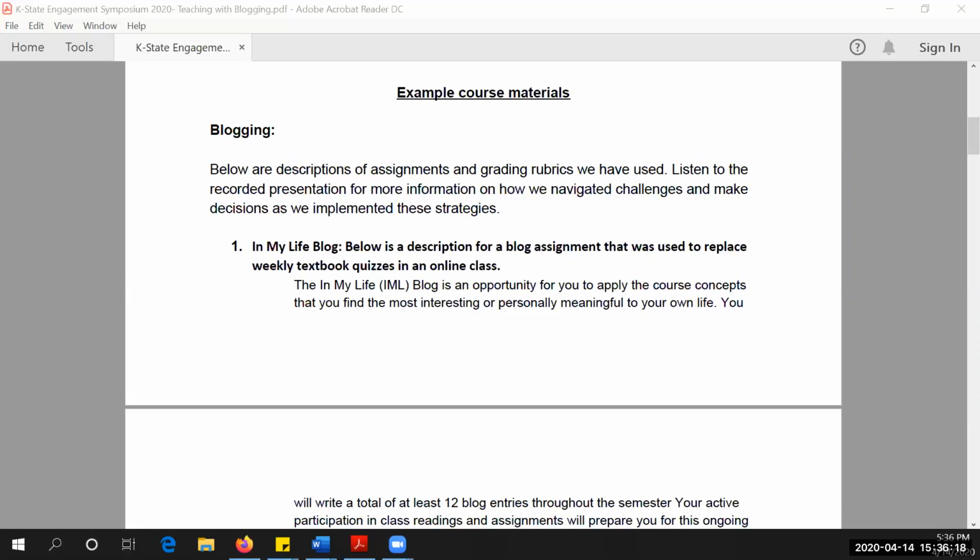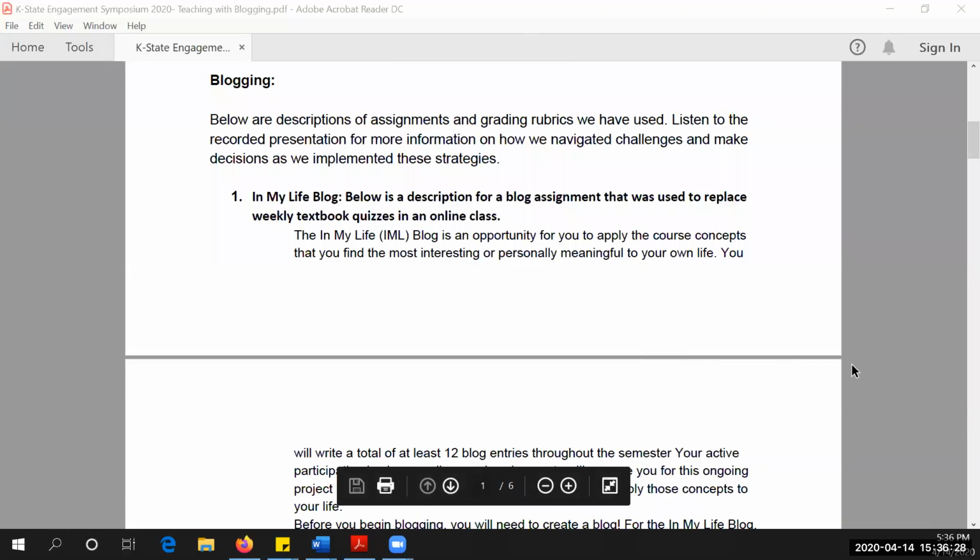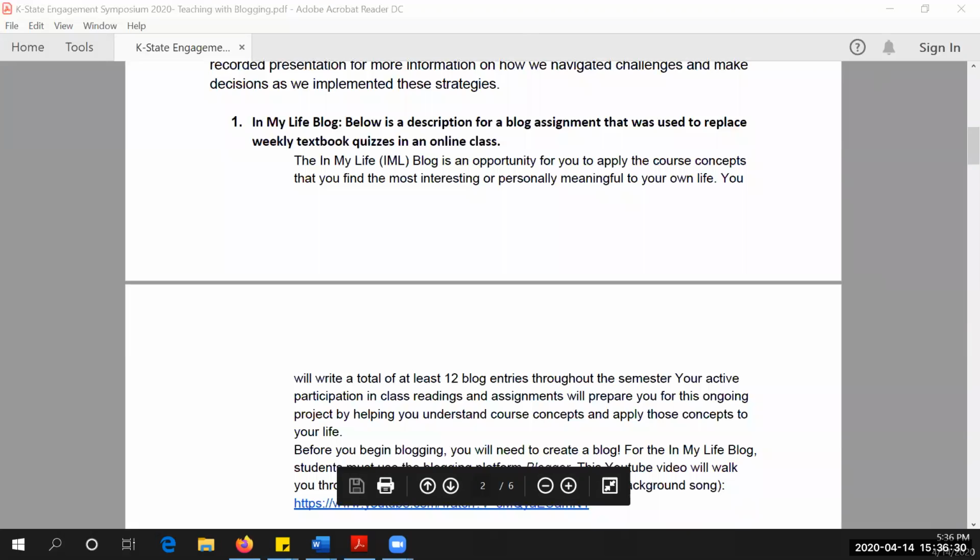The first one you can see here is blogging. Amber and I have both used some version of blogging within our classes, but we used it in different ways. So this first example here is how I implemented blogging with the online class. It's called the In My Life blog. This was taken and adapted from another person that was presenting that used this with her own online students.